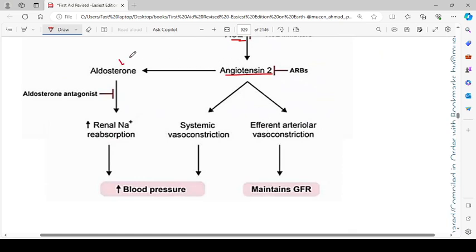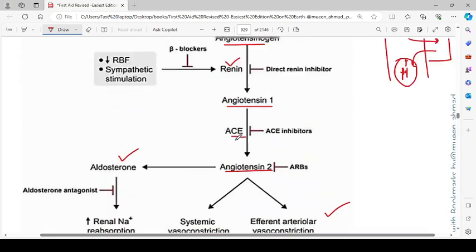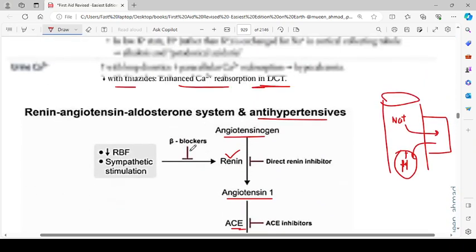Angiotensin 2 causes the release of aldosterone that will lead to increased renal sodium reabsorption. Also, angiotensin 2 causes systemic vasoconstriction and efferent arteriolar vasoconstriction. Increased renal sodium reabsorption and systemic vasoconstriction will lead to increased blood pressure, and efferent arteriolar vasoconstriction will maintain the GFR.